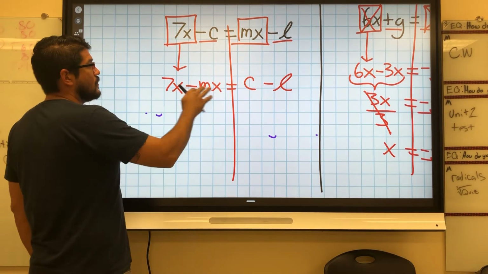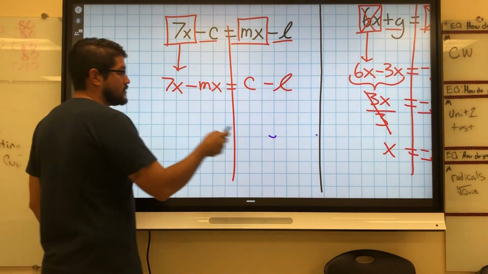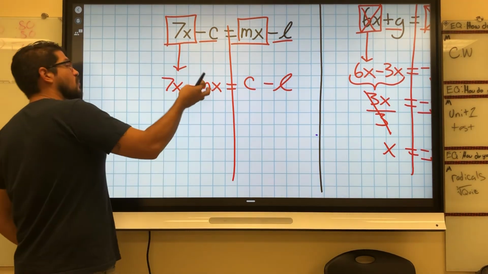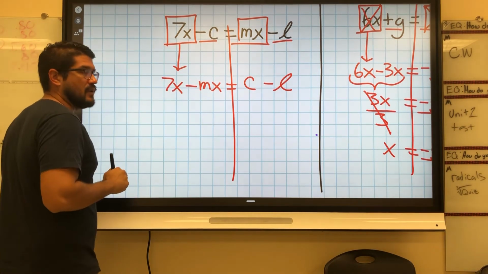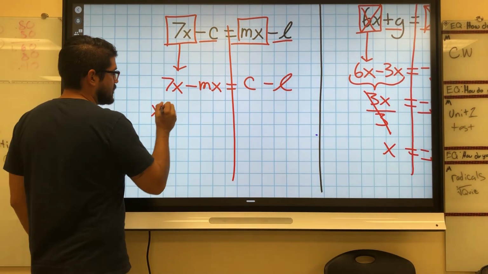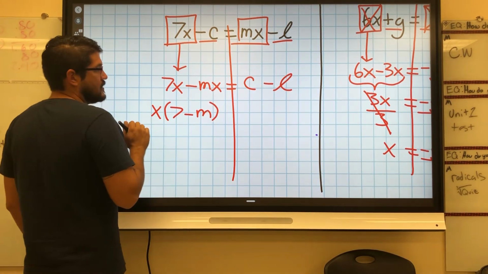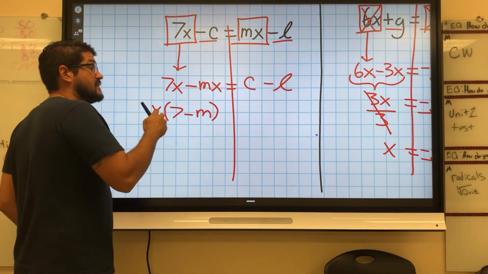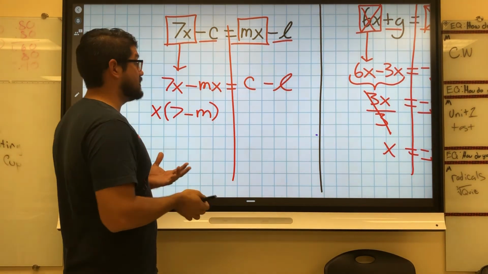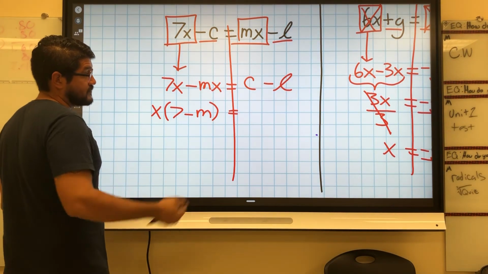So here, we can't combine like terms. Okay, so I'm going to do something we call the reverse distributive property. So what did the distributive property look like before somebody distributed the x to both of them? So the x was on the outside, 7 was on the inside, and m was on the inside. So instead of multiplying everything by x, I divided everything by x, and instead of getting rid of the parentheses, we made the parentheses. So that's why it's called the reverse distributive.